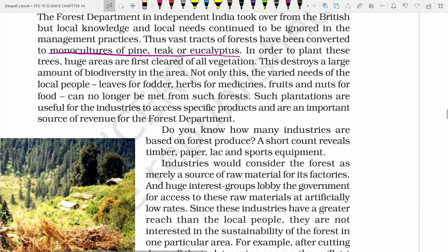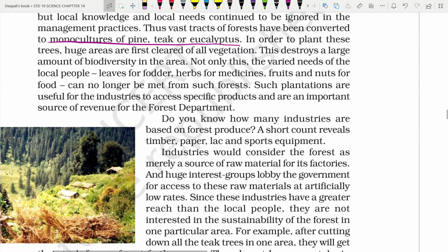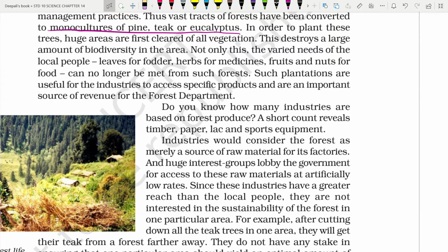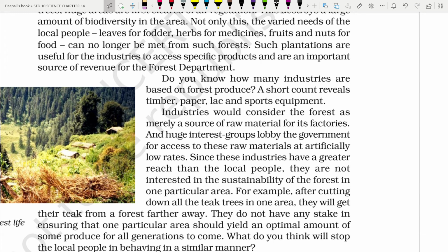A short count reveals timber, paper, lac, and sports equipment. Industries would consider the forest as merely a source of raw material for their factory, and huge interest groups lobby the government for access to these raw materials at artificially low rates. Since these industries have a greater reach than the local people, they are not interested in sustainability of the forest in one particular area. For example, after cutting down all the teak trees in one area, they will get their teak from the forest further away.